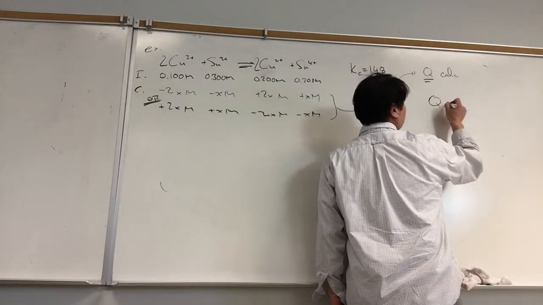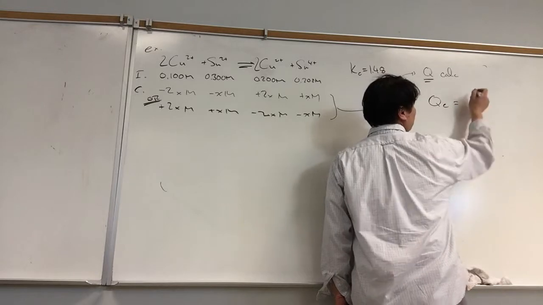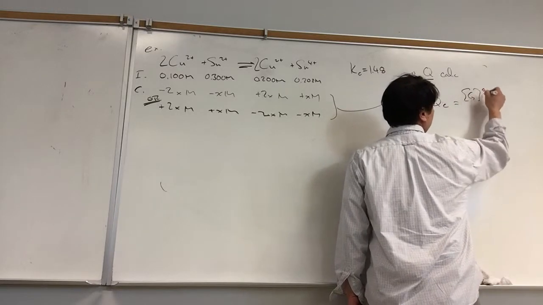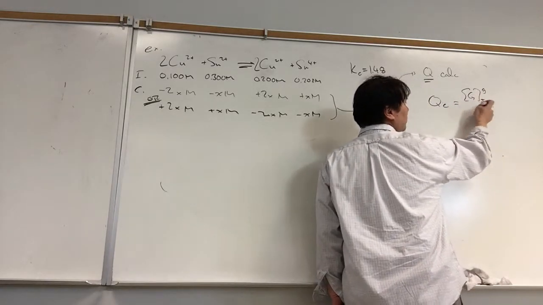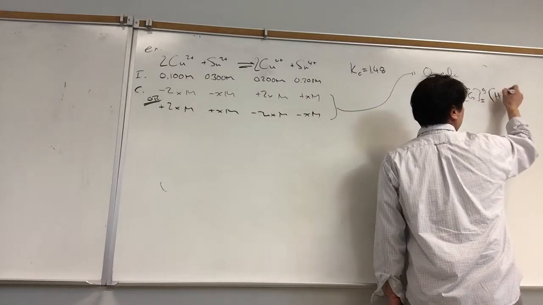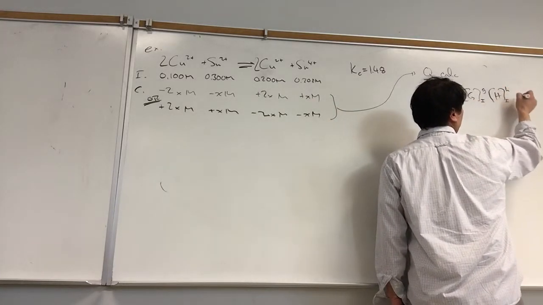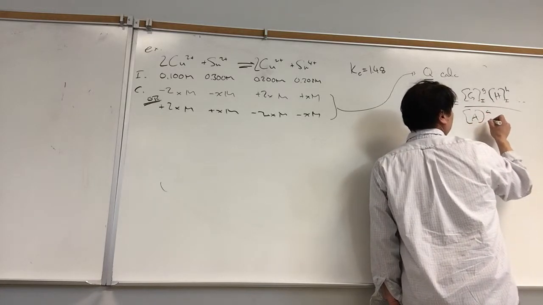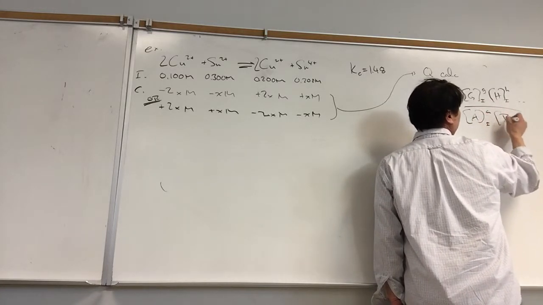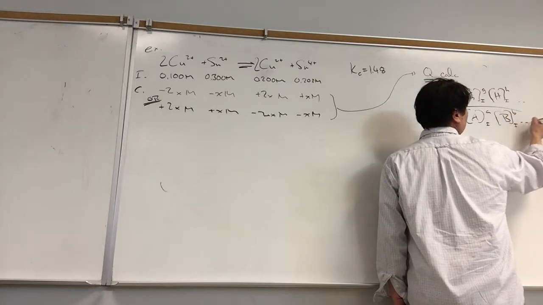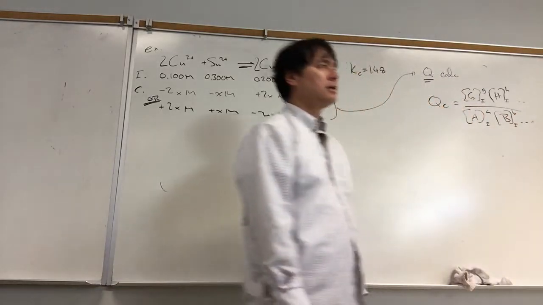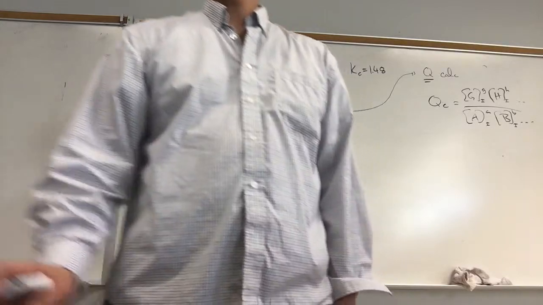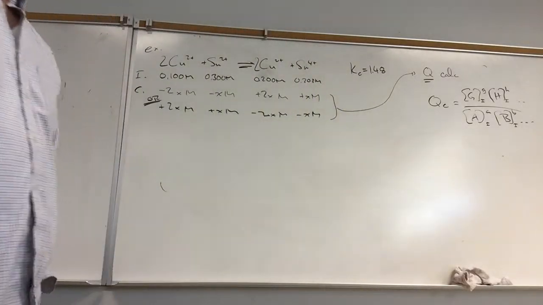And a Q looks like a K. For example, QC is just G raised to the little g, but rather than using the equilibrium, we plug in the initial: H raised to little h, the initial, dot dot dot, A to little a, initial, B to little b, initial. So it looks exactly like Kc, except we don't use the equilibrium concentrations, we use initial concentrations.